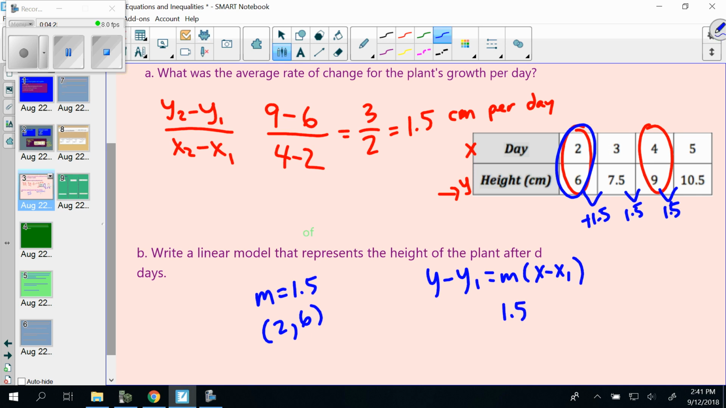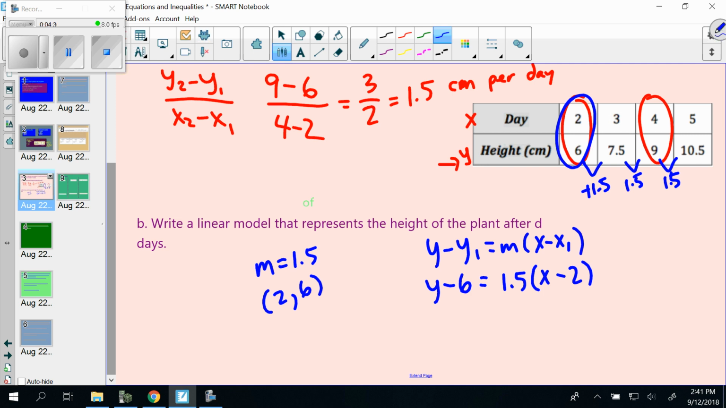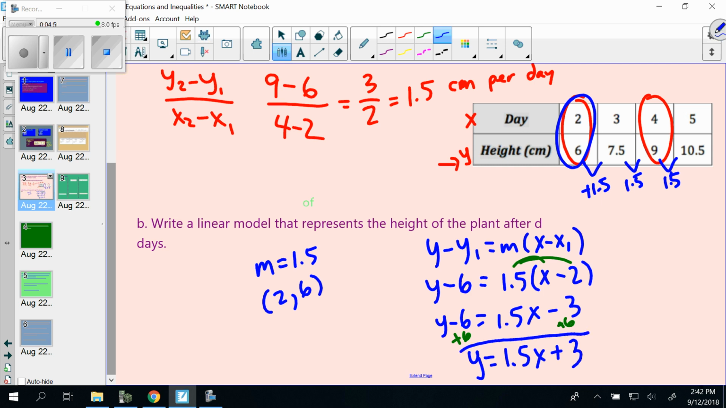So put in our average rate of change or slope, 1.5. Put in our points here. Do a little solving. Remember, we want to get this in slope intercept form, so we have to do some distributing. 1.5 times 2 would be 3. And then we want to add 6 to the other side. Adding 6 to negative 3 would give us positive 3. And so this is an equation now that models what the table is saying.